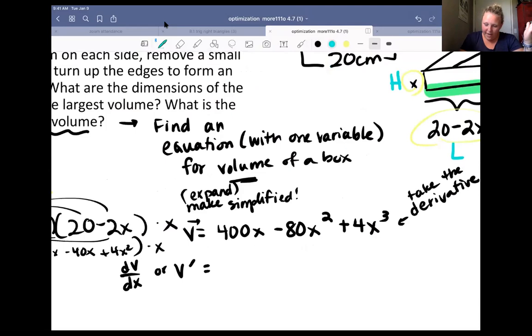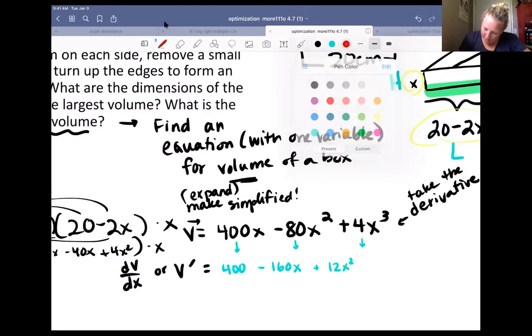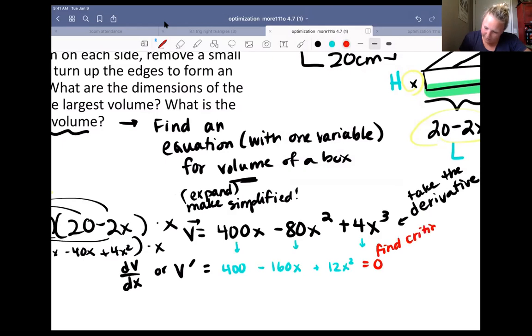So 400x, the derivative is 400. The negative 80x squared would be what? Bring down the 2. Negative 160x, subtract 1. 4x cubed, bring down the 3, subtract 1. I mean, it's just power rule, like we've been doing. And now your job here will be to set it equal to 0 and find any critical numbers that are going to help us maximize this equation.